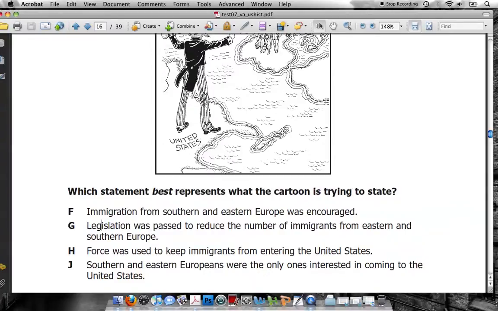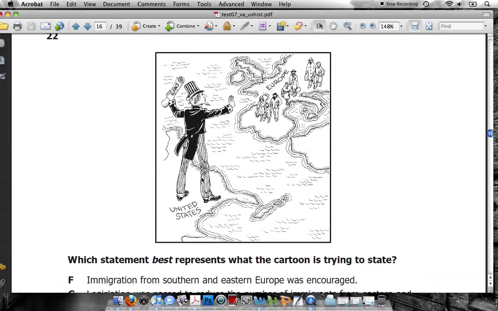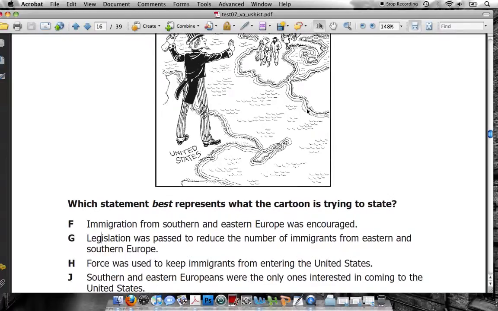Legislation was passed to reduce the number of immigrants from Eastern and Southern Europe. Uncle Sam has laws. He's trying to stop people from coming here. And all of the people are from Southern and Eastern Europe. Uncle Sam's trying to tell them to stop. So that is your best answer.